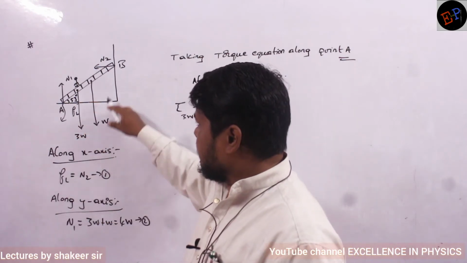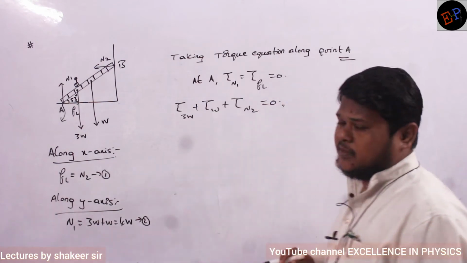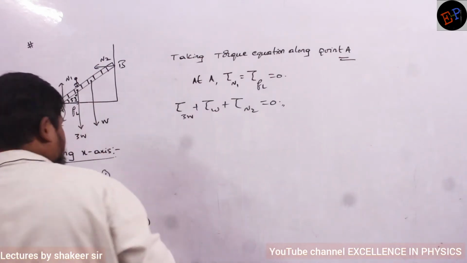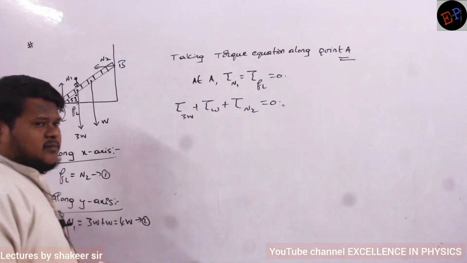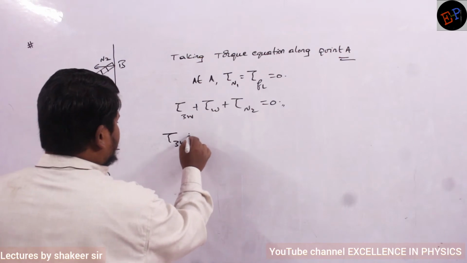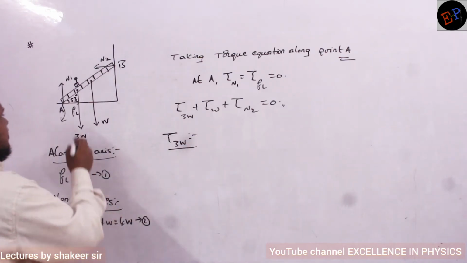Only 3W, W and N2, only these 3 forces are giving the torque. Are you able to understand? Okay. Now let us calculate each of them and we will equate to 0. Then let us see if we can get the required answer or not. So first of all we will calculate torque due to 3W.